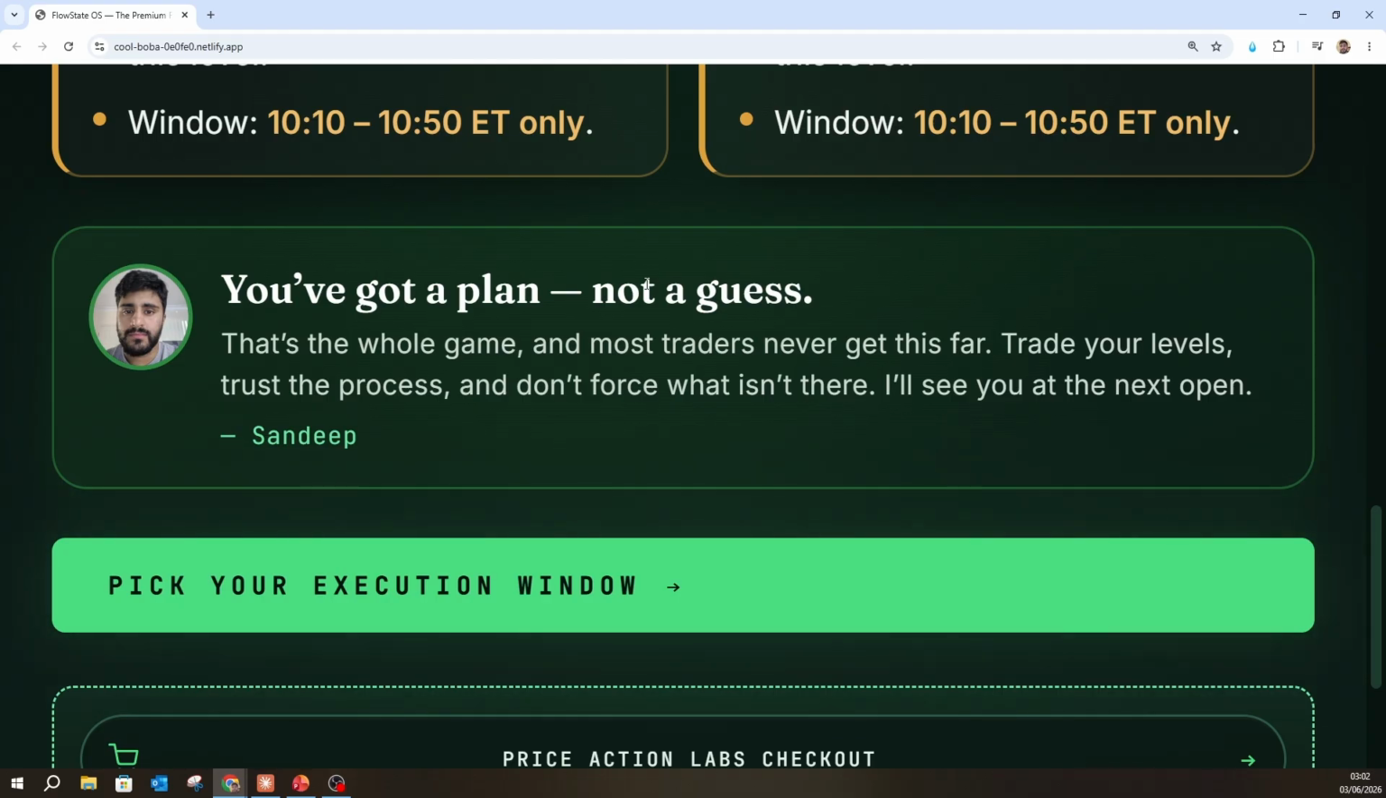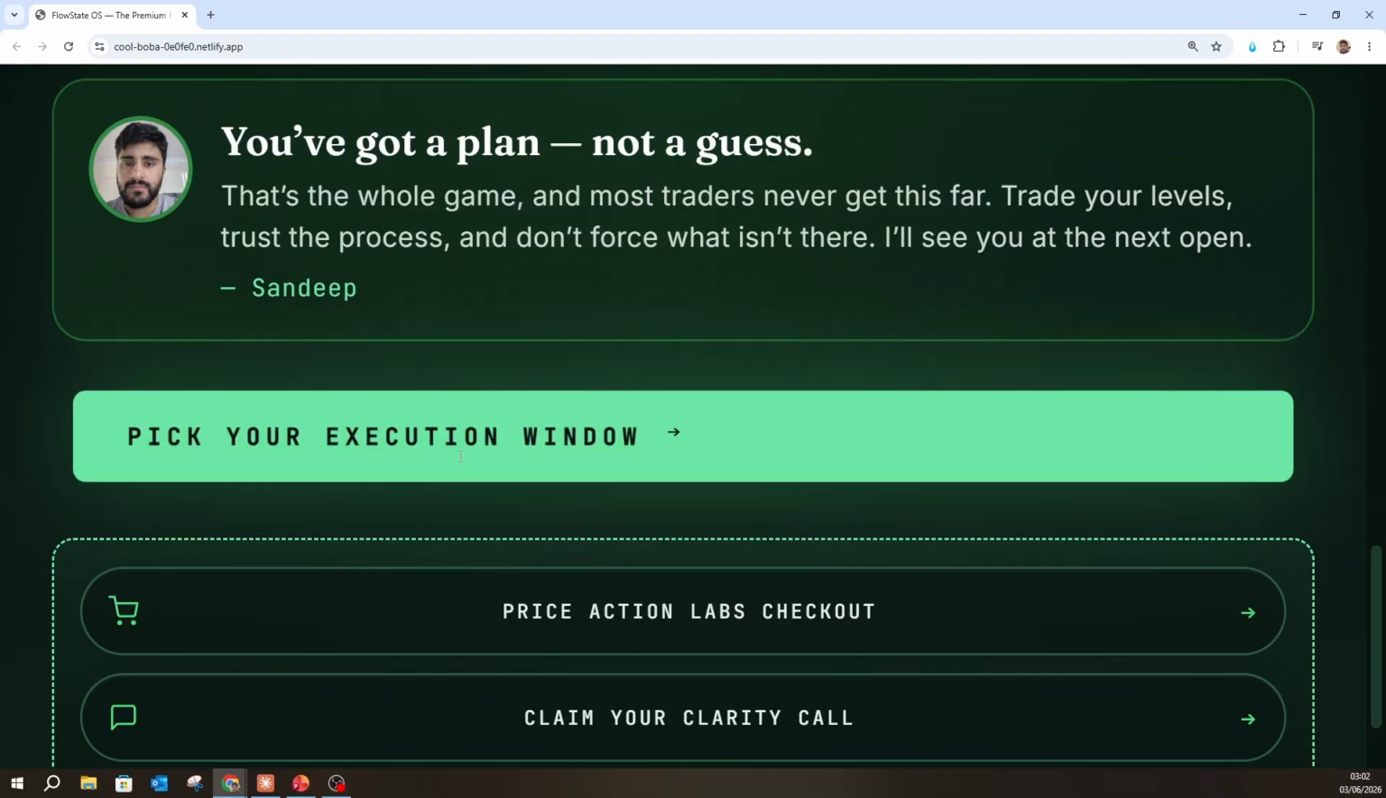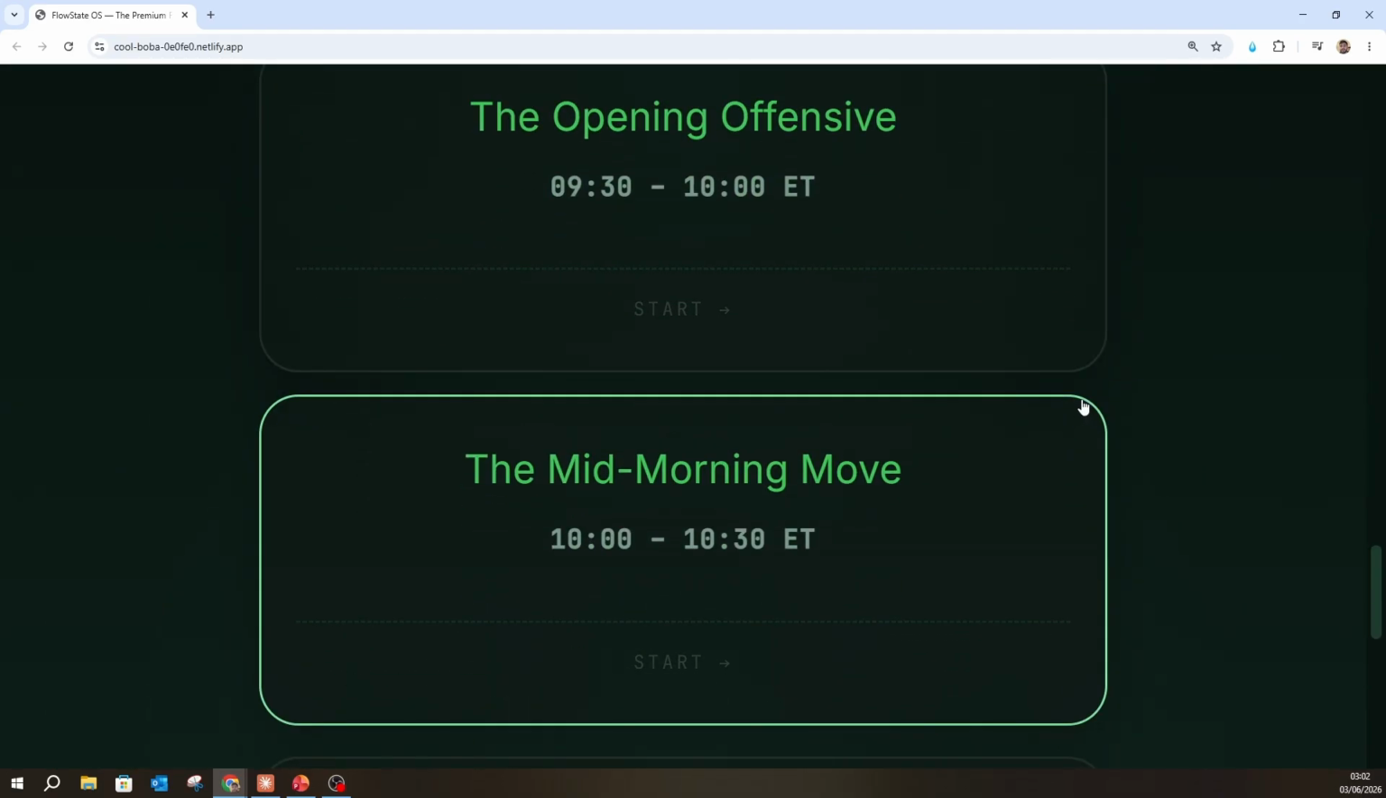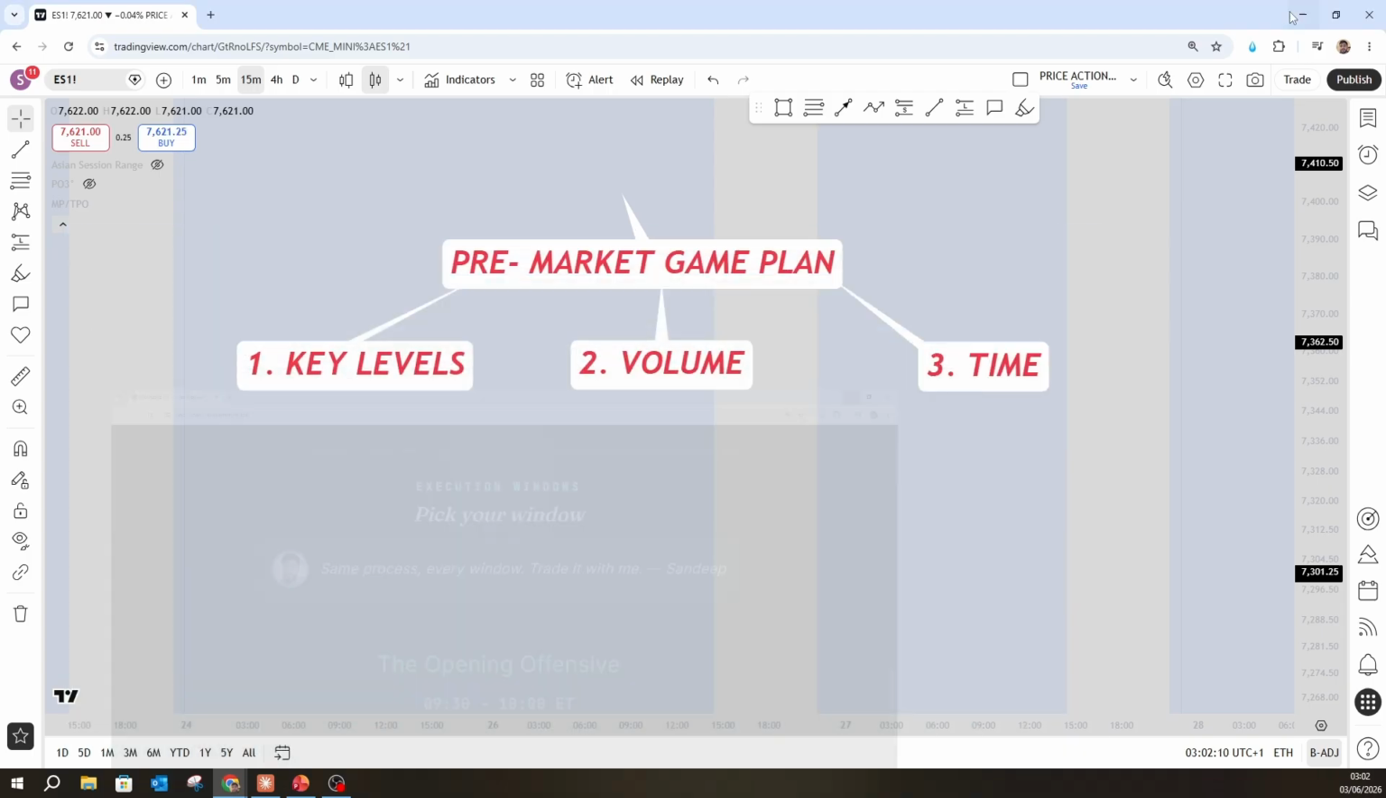So I have a rule: no level, no trade, right? No volume, cautious trading, right? And then I'll see you at the open. So all of this is done before 9:30 Eastern. And then we want to pick our execution window. And so this is what I'm going to explain.